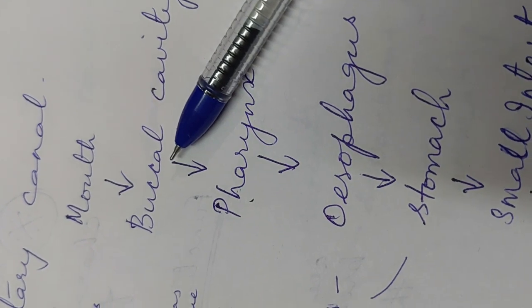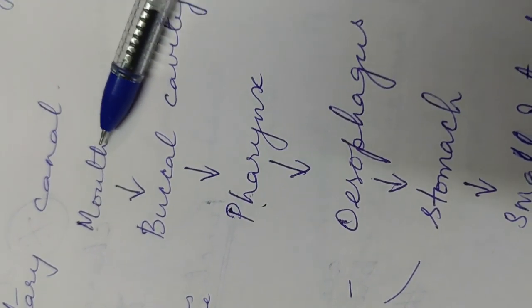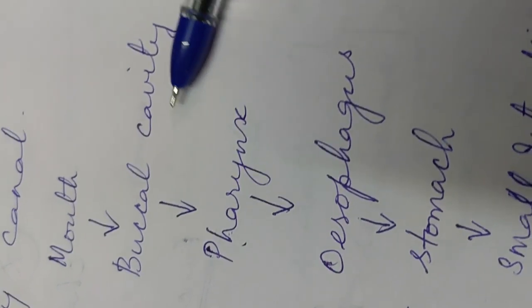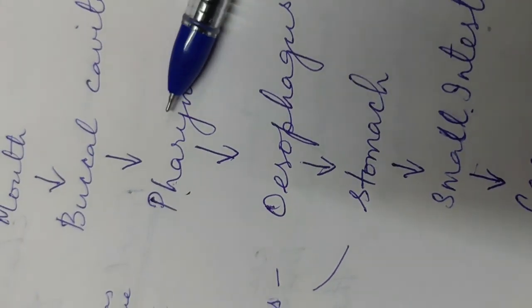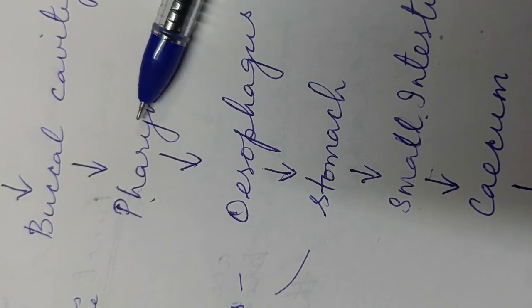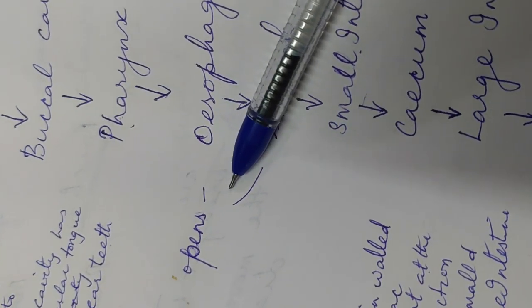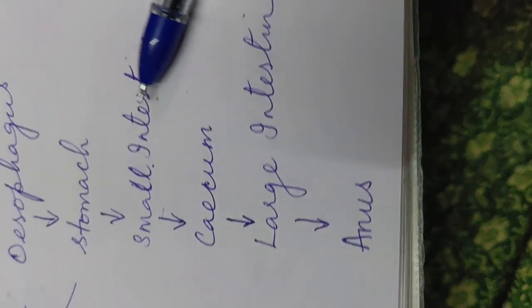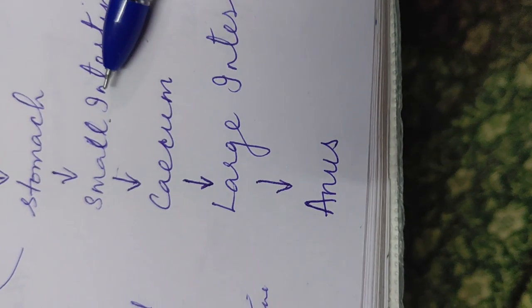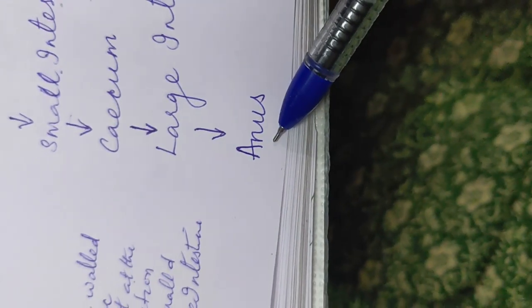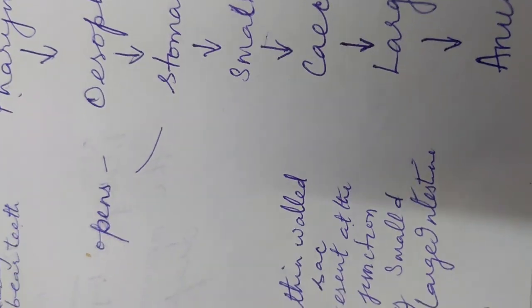This buccal cavity, once again, the mouth leads to the buccal cavity, the part inside the mouth, orally. Buccal cavity leads to the pharynx, and the pharynx is followed by the esophagus, then it opens into the stomach, to the small intestine, to the cecum, which is actually the bridge between the small intestine and the large intestine, and the large intestine is divided into colon and rectum, and finally the large intestine ends with the anus. Okay, let us see one by one now.